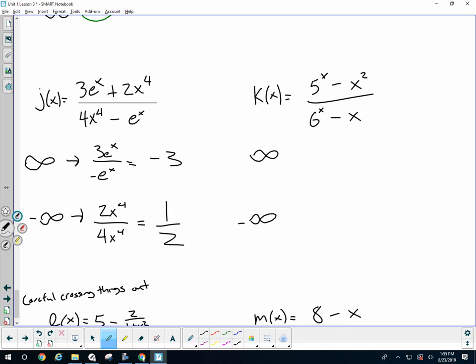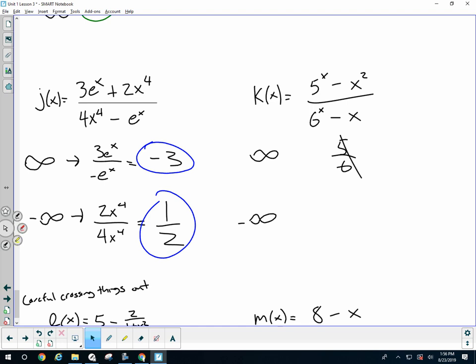Check out my answers to the one on the left. If you got these, great. If you didn't, see what happened. And then do the one on the right. The one on the right's tricky as well. I'll tell you right now that 5/6 is not the answer for that positive infinity.